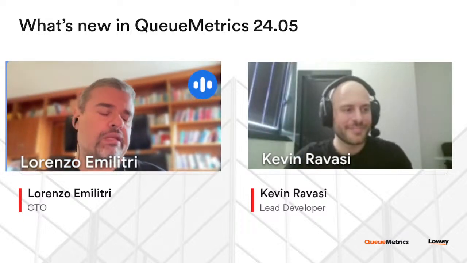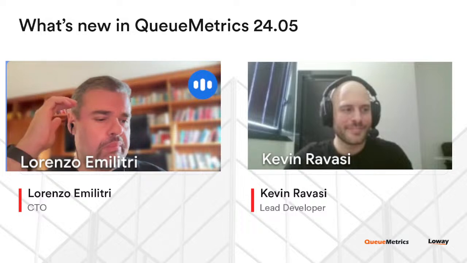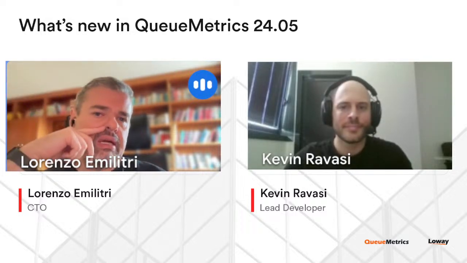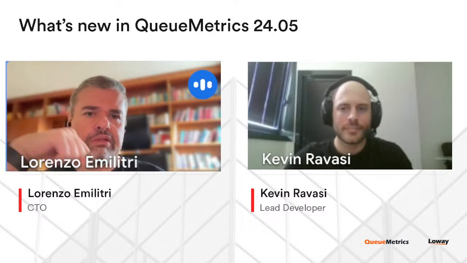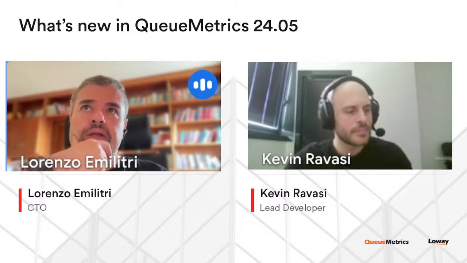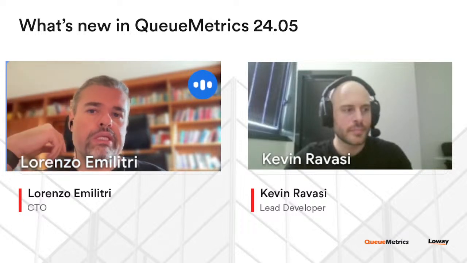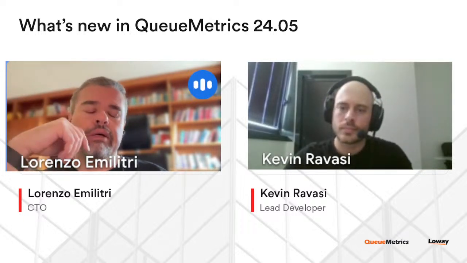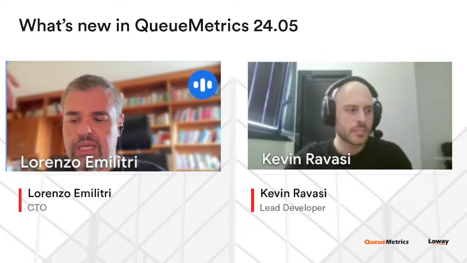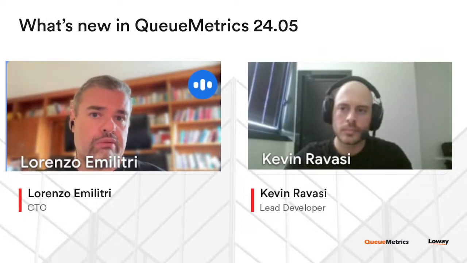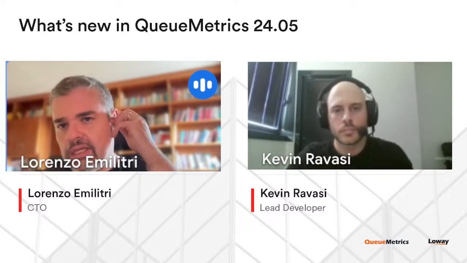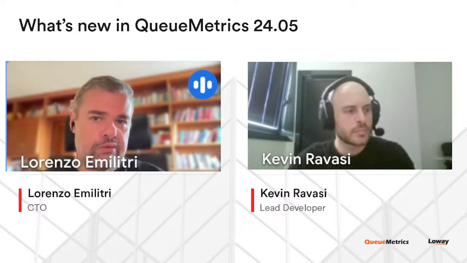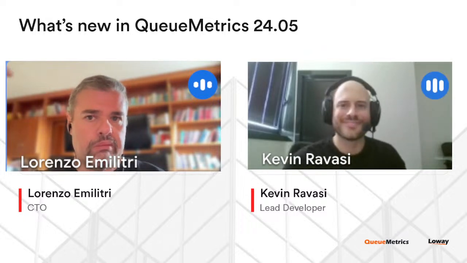To talk a bit about the new features in this new release of QueueMetrics. So, the first thing that I wanted to talk about is, in general, what we had in mind with this release, and this can be summarized very easily in terms of outbound. Outbound, meaning that we made some changes.